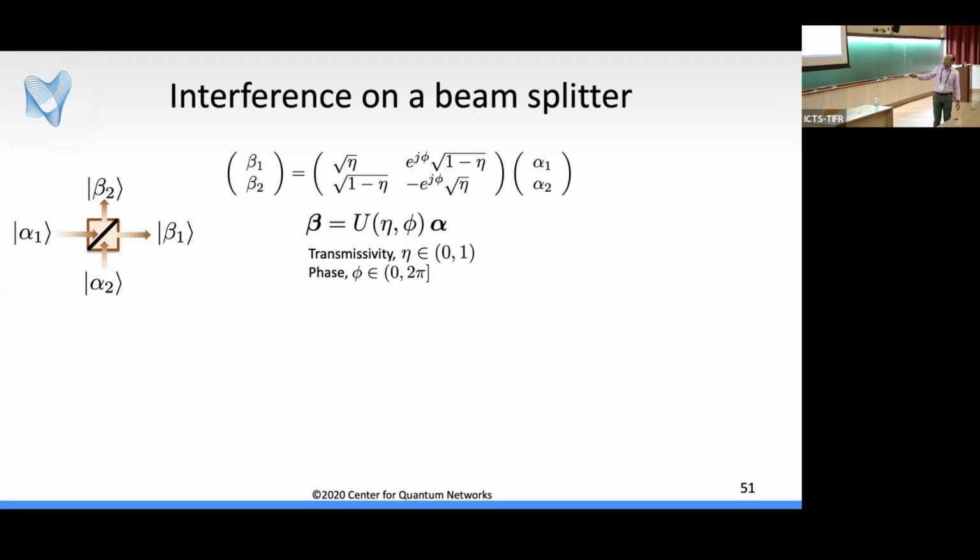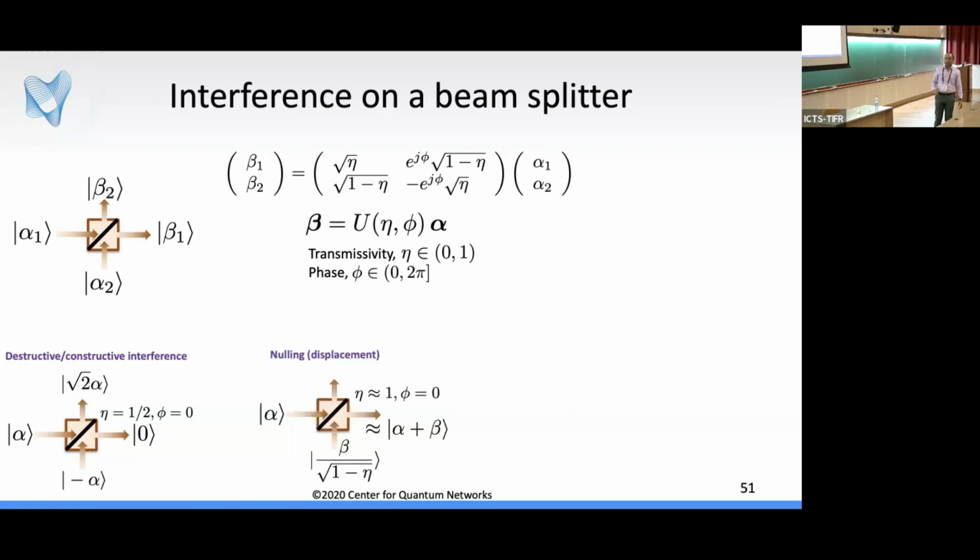Two coherent states meet on a beam splitter with transmissivity eta, and give you two coherent states at the output given by this formula. So if this is alpha 1 and alpha 2, and this is a 50-50 beam splitter, I will get alpha 1 plus alpha 2 over root 2 and alpha 1 minus alpha 2 over root 2, if the phase is 0. So if I have alpha and minus alpha, I get square root of 2 alpha over here, vacuum over here. This is an interesting example that I showed yesterday, which I did not do anything with.